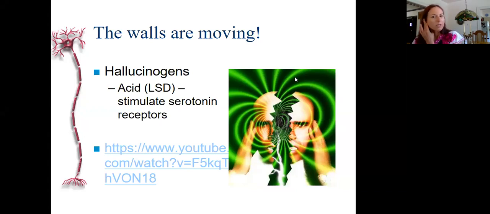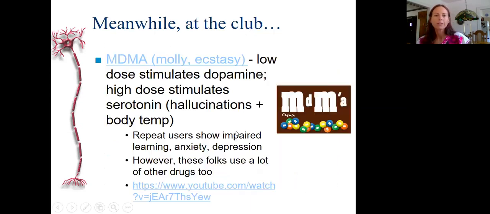The hallucinogens. The hallucinogens are things like LSD, acid, and those are going to generally stimulate serotonin receptors. So serotonin receptor being stimulated means it's a serotonin agonist, right? Because it's spitting out more serotonin. If we have a lot of serotonin, that tends to create hallucinations, a lot more than we would normally have.